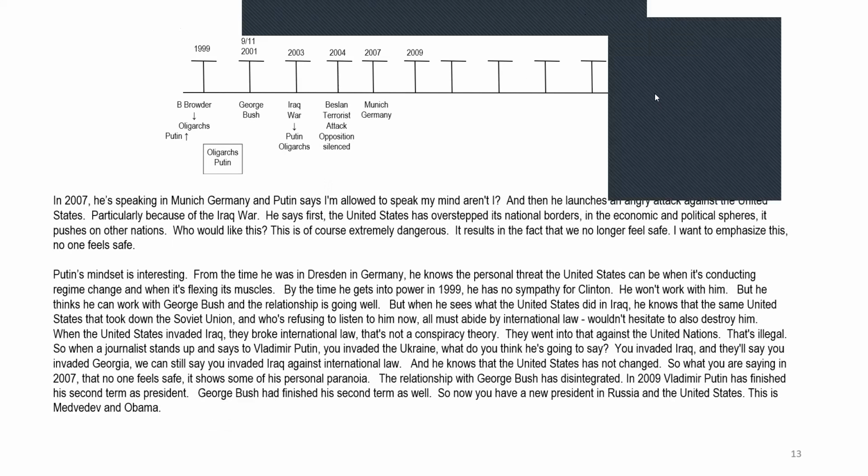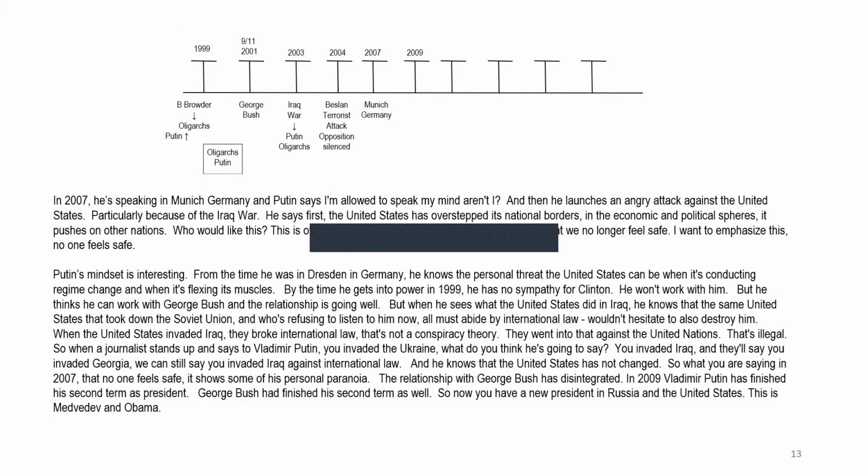So we've got the same timeline here. It's going from 1999, beginning with Browder, the oligarchs and Putin, going through the Beslan terrorist attack. That was 2004. I'm going backwards. 9/11 was George Bush, Iraq war, Putin, oligarchs, and then 2004 Beslan terrorist attack, opposition silenced, and then Munich, Germany, 2007.